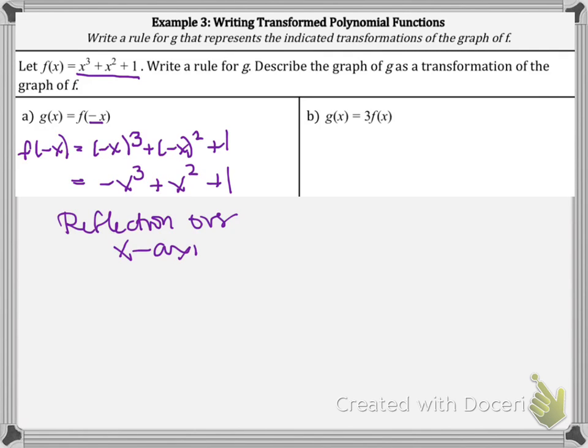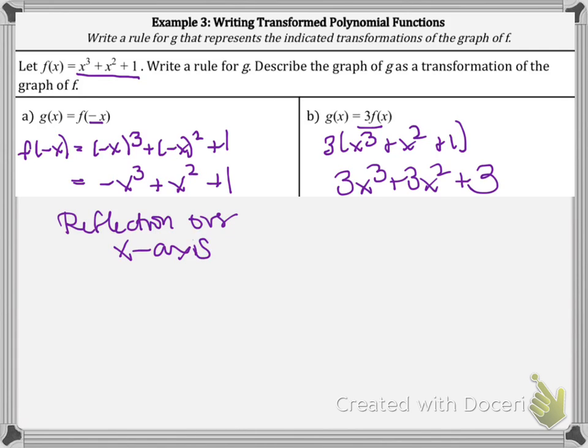Okay. Then the next one, we want to multiply 3 to the entire function. So we're going to do 3 times f of x, so we're going to multiply 3 times x cubed plus x squared plus 1. So this would be 3x cubed plus 3x squared plus 3. And of course, this is a vertical stretch by 3. So go ahead and try that next example on your own, and then when you come back, I will give you the answer.